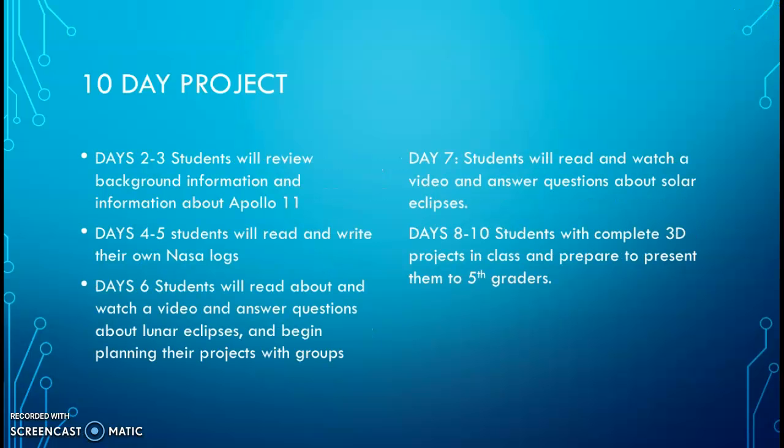On days 2 to 3, students will review background information and information about Apollo 11. Days 4 to 5, students will read and write their own NASA logs. Day 6, students will read about and watch a video and answer questions about lunar eclipses and begin planning their projects with groups. Day 7, students will read and watch a video and answer questions about solar eclipses and, of course, begin planning the projects. And days 8 through 10, students will complete their 3D projects in class to prepare to present them to 5th grade students.